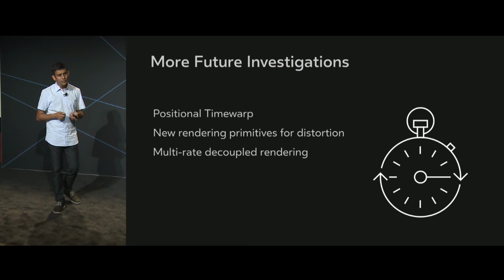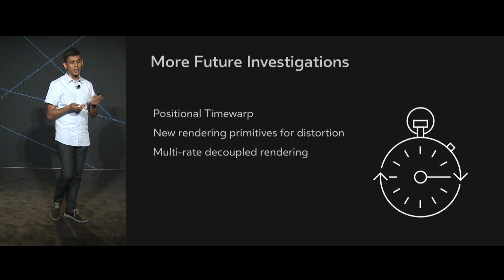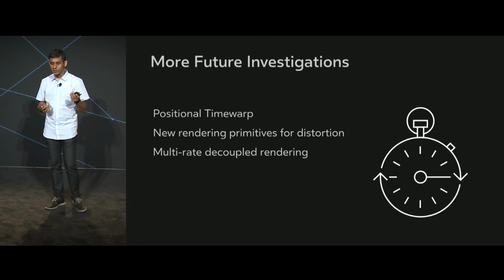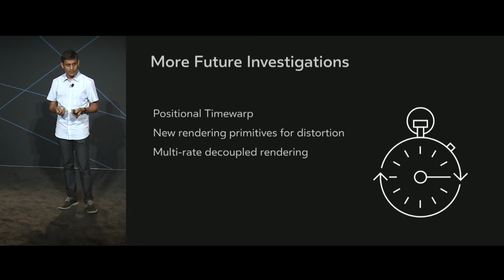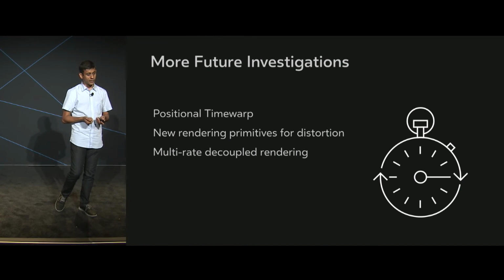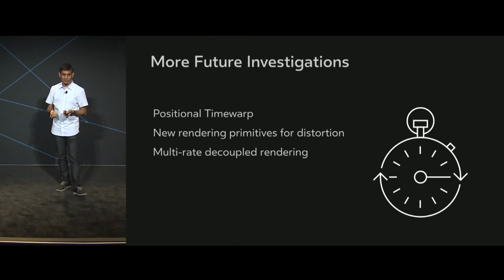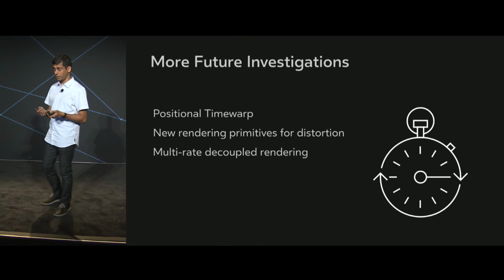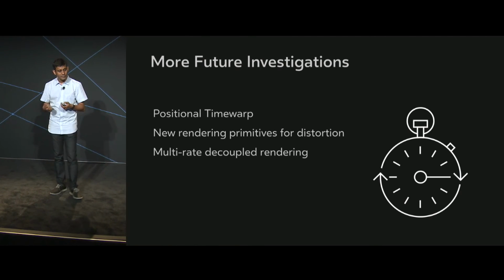And then more future investigations. This is in no way a full list by any means. It's just to throw out some ideas of things that we have been talking about and we'll continue to look at. So positional time warp is something that we've been experimenting with to see if that works. We can extend the notion of the kind of primitives we're using for our distortion phase. Right now it's a bunch of chords, but we could do other things like cube maps or something else.